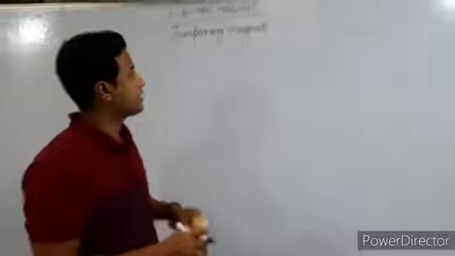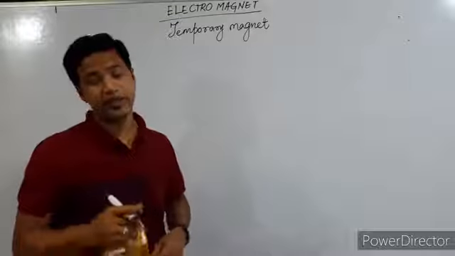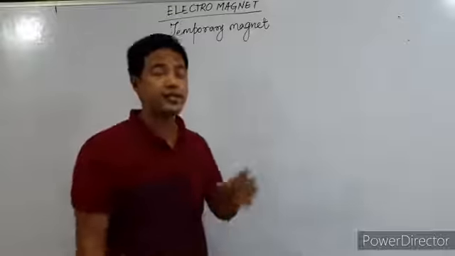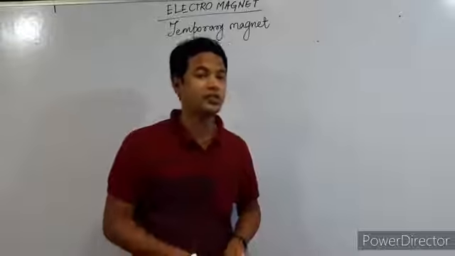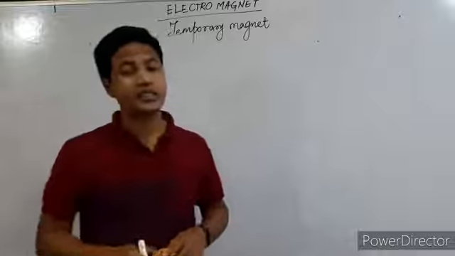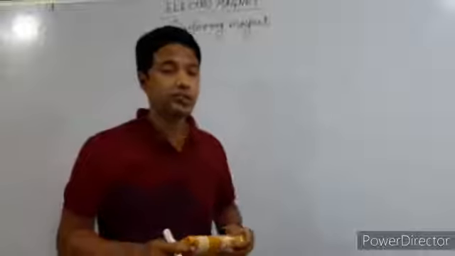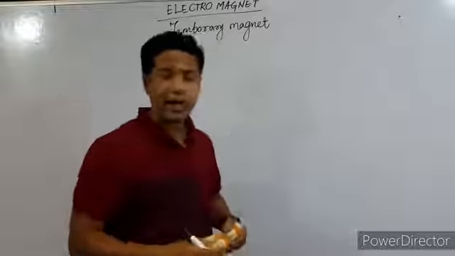So let's continue with some more topics about the electromagnet. An electromagnet works on the magnetic effect of electric current. As you know, when current is flowing through any conductor, it will create some magnetic field around it. So this is the first thing. The second thing is that an electromagnet consists of a long coil of insulated wire wrapped over a soft iron core.